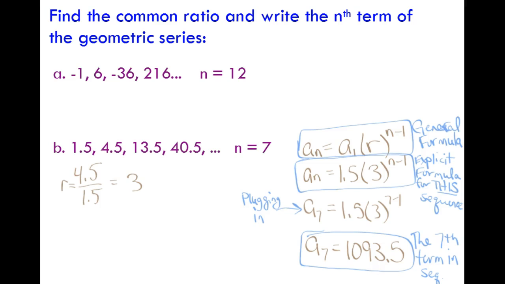Sometimes you see all these things and you wonder, which ones do we need? And it depends on what they ask you. If they say, write an explicit formula for this sequence, you want to go with the second one. If they say, find the 7th term, your only concern really is that that last one is correct.